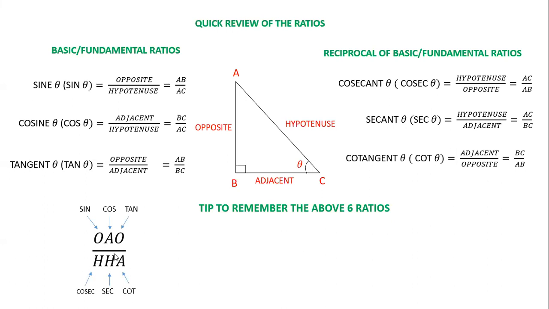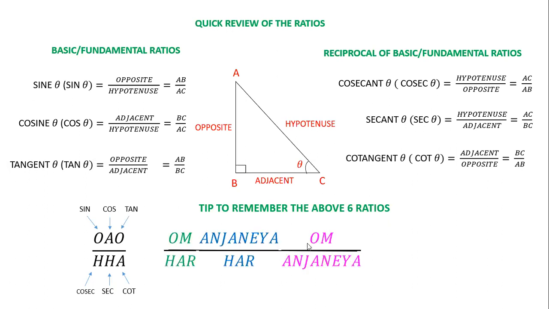OAO upon HHE. You elaborate this and write it as Om Anjaneya Om Hara Hara Anjaneya. Remember this, and all the 6 ratios you have learned. Clear? This is how you remember the 6 ratios. Based on the 6 ratios, we do all the remaining calculations.